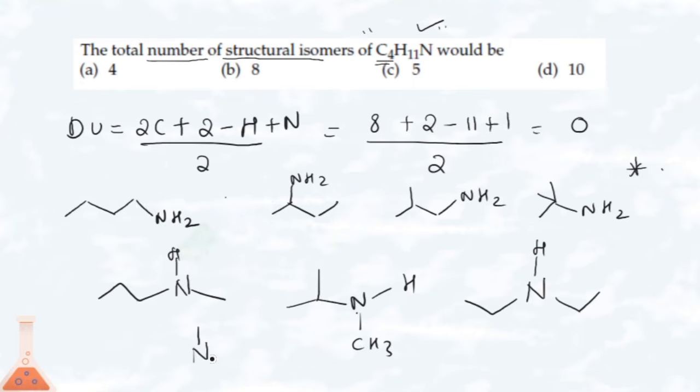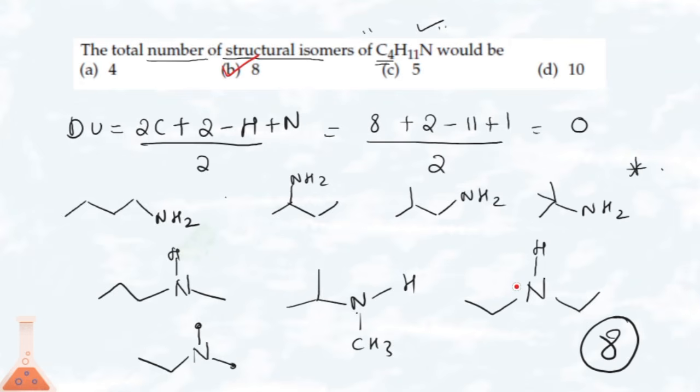Let's do it for tertiary amine. When you have a tertiary amine, methyl, methyl, ethyl. Is there any other possibility here? I don't think so. That's it. So count the number of molecules. How many did you get? 8. Hence the correct option is option B.